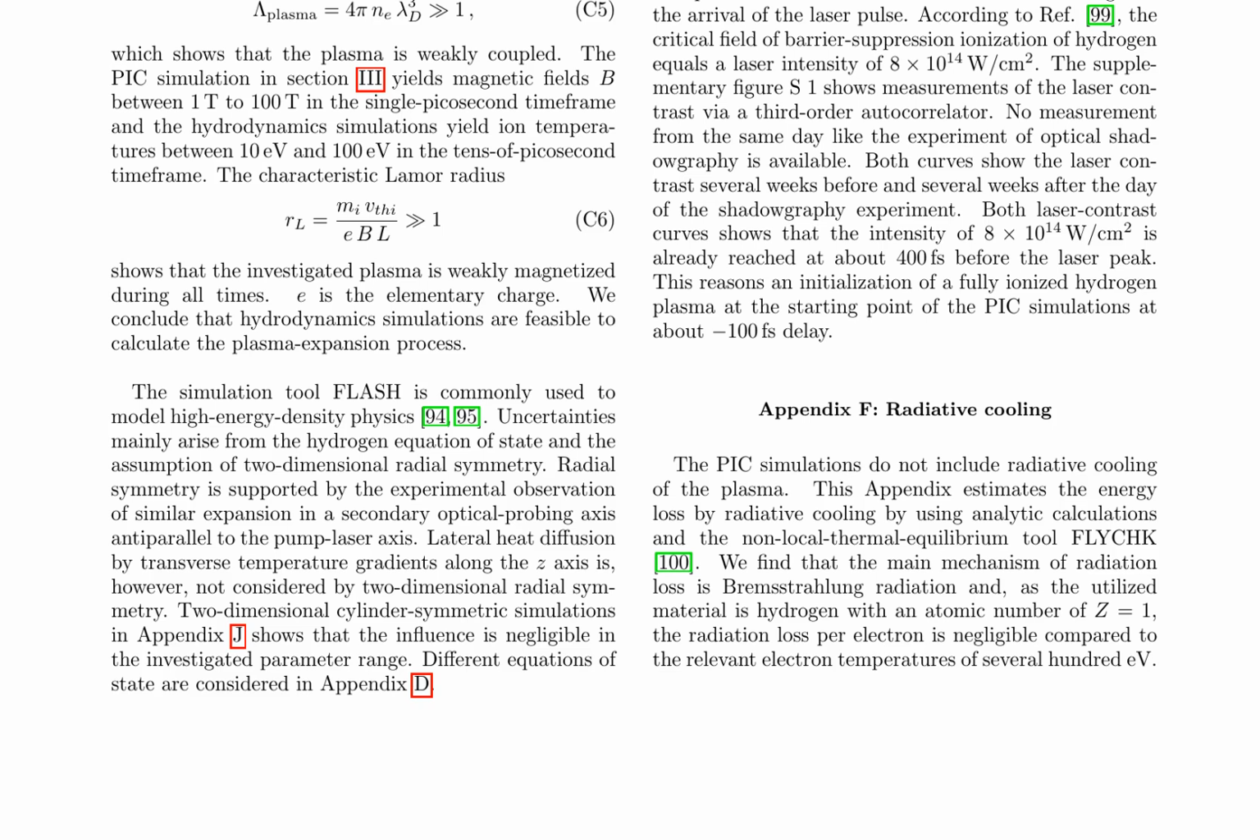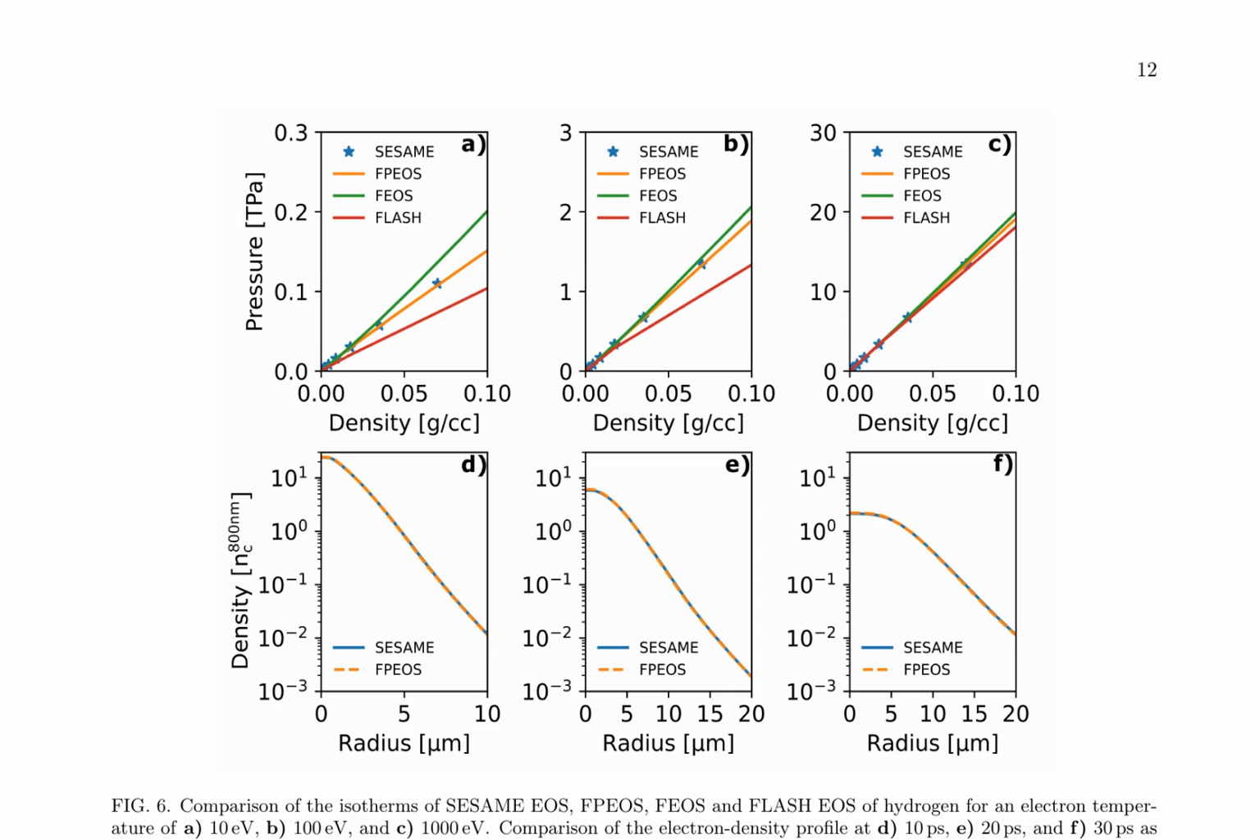The results show that FPEOS fits SESAME EOS best, and the plasma density evolution using FPEOS is consistent with SESAME EOS. In the PIC simulations, a fully ionized plasma column is assumed, which is justified by the critical field of barrier suppression ionization of hydrogen.